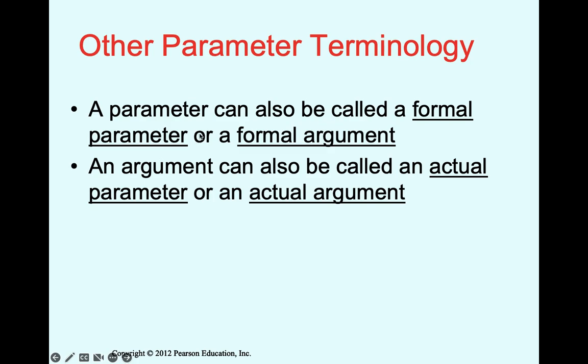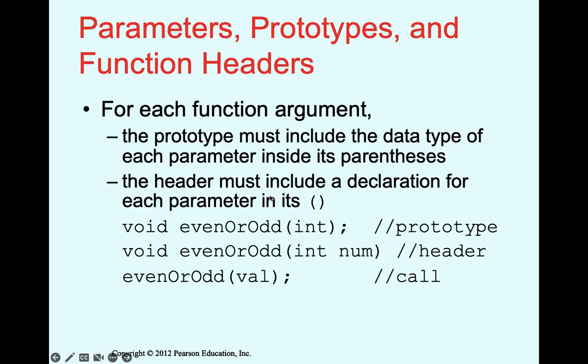There are other names for parameters and arguments, but I don't want to confuse you with these names, so let's stick to what we mentioned before: parameters, prototypes, and function header. If you want to write a prototype, you write void even or odd, and it takes an integer. If you write the header of the real function, you have to write something like this: int, and you give a name to the variable of the parameter.